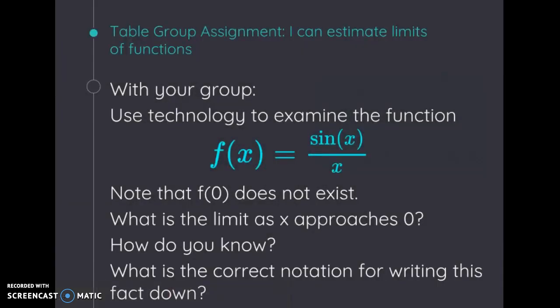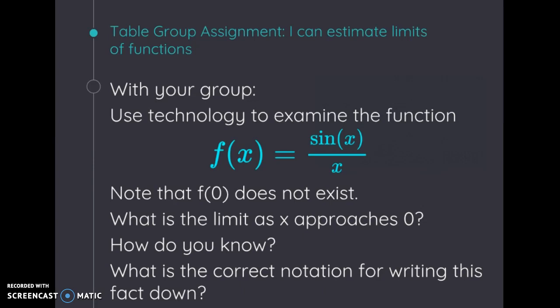So the first thing I asked people who were in class to do was use technology to examine the function sine of x over x. Without even grabbing technology, you should realize that f of 0 doesn't exist, because if you plug in 0 for x, you get sine of 0 divided by 0. You can't divide by 0, so you know the function doesn't exist there.